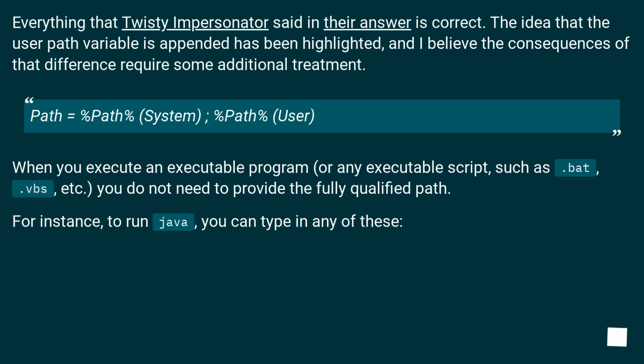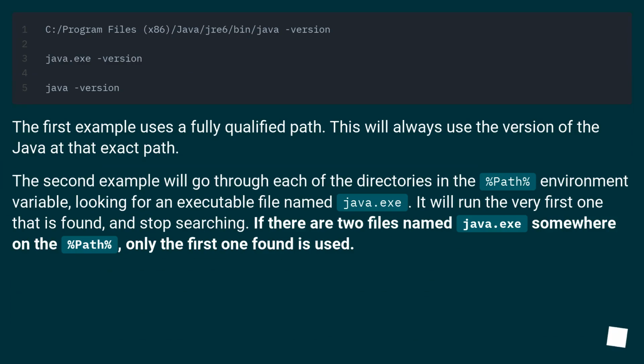For instance, to run Java, you can type in any of these. The first example uses a fully qualified path. This will always use the version of Java at that exact path. The second example will go through each of the directories in the %path% environment variable, looking for an executable file named java.exe. It will run the very first one that is found and stop searching. If there are two files named java.exe somewhere on the %path%, only the first one found is used.